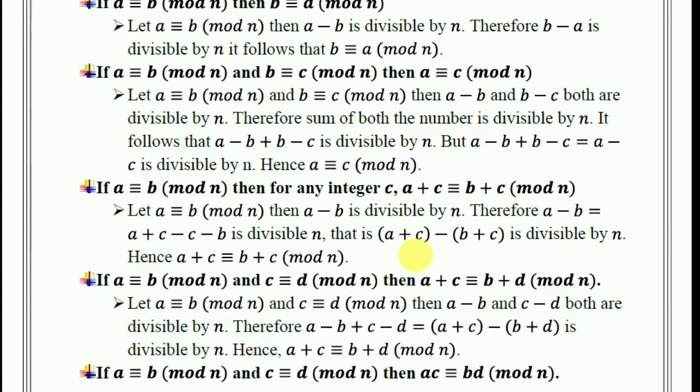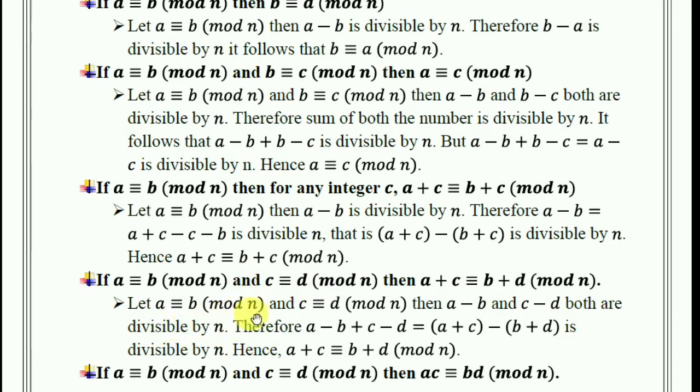Okay. Hope this is simple for you. Now if a is congruent to b mod n and c is congruent to d mod n, then a plus c is congruent to b plus d mod n. This is also an easy proof. This is similar to the last one.